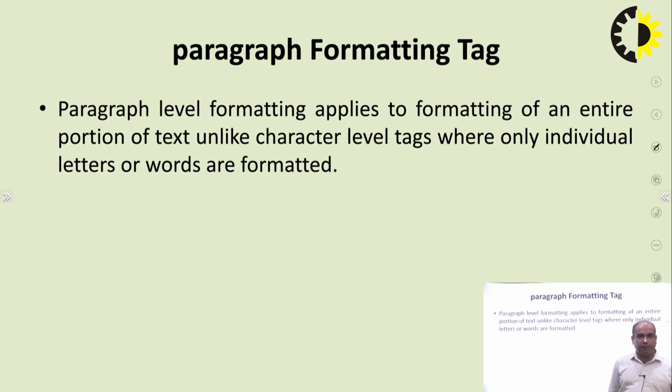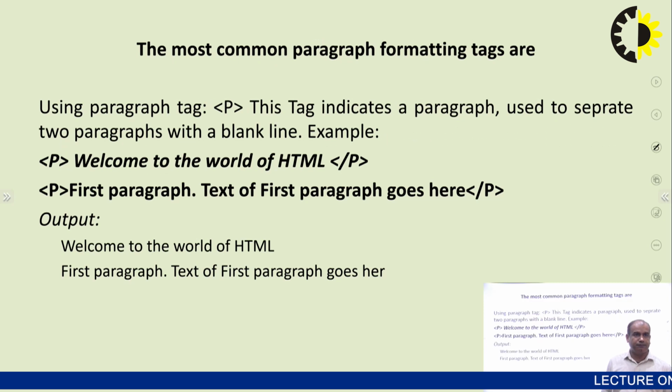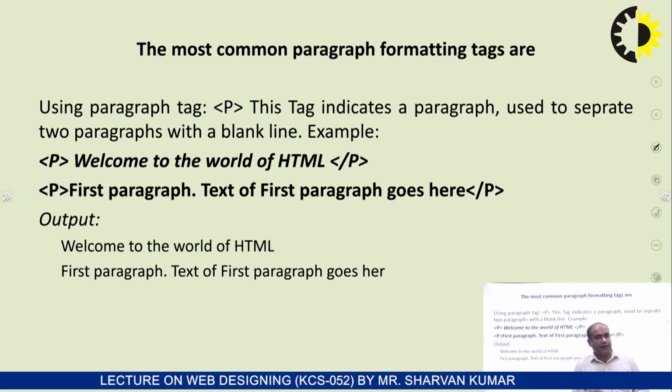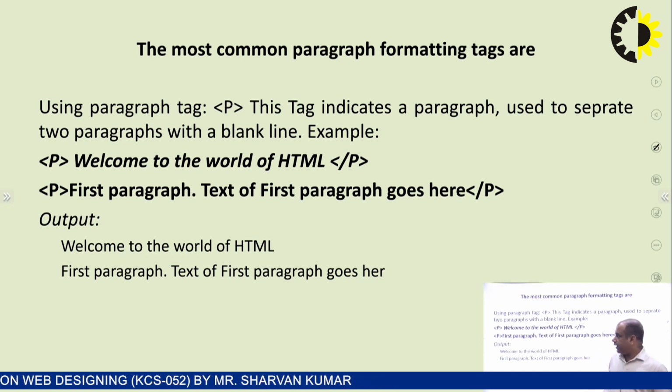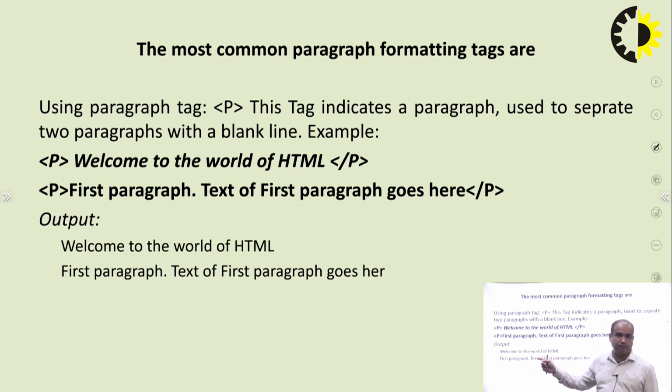Paragraph level formatting applies to the entire portion of the text, unlike character level tags where only individual letters or words were formatted. Here the complete paragraph will be formatted. The most common paragraph formatting tag is the P tag. When we write a P tag, a paragraph is automatically created, and we can supply an attribute to this P tag, and that attribute performs an action on it.